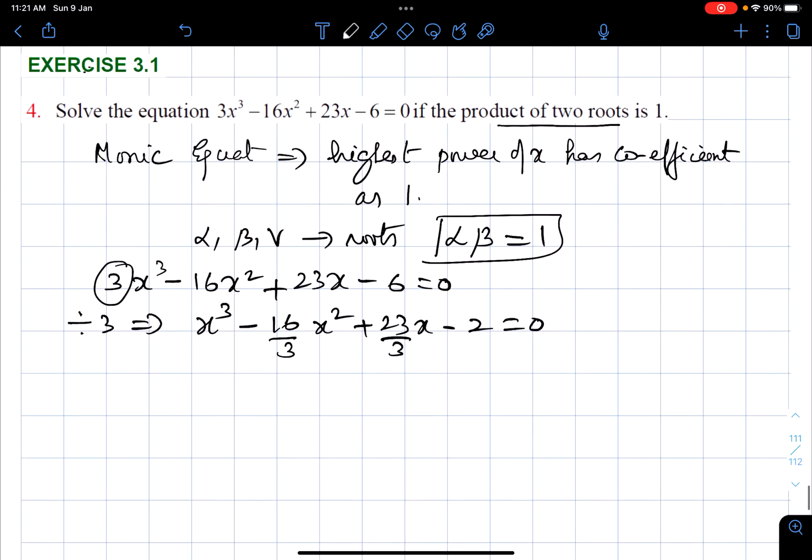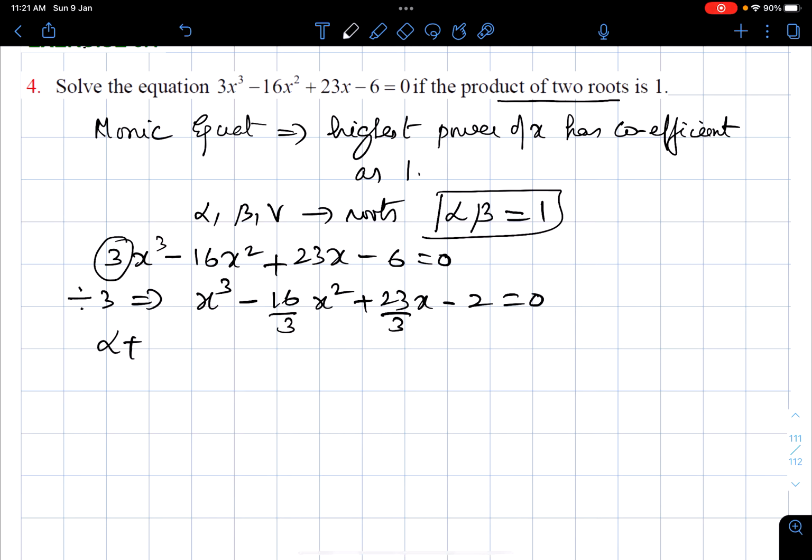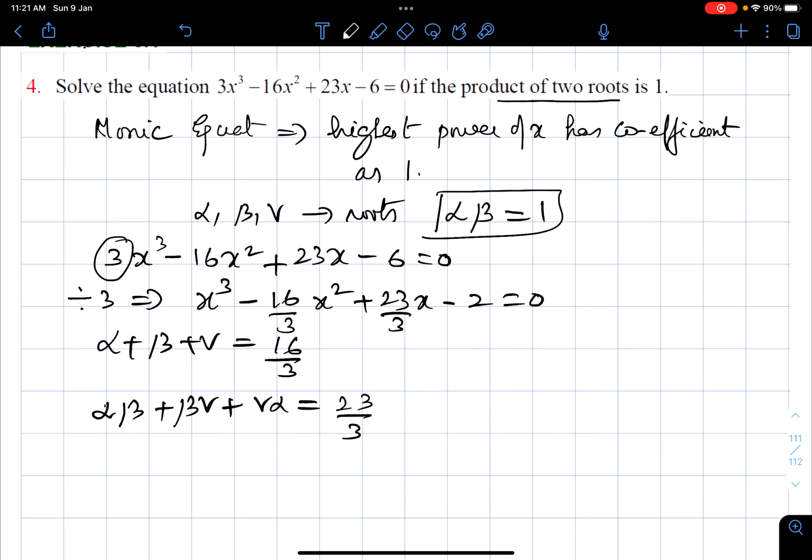So from this, we are going to write alpha plus beta plus gamma equal to 16 by 3. Our second coefficient is already minus, so it is going to be plus. Next, taking two at a time, alpha beta plus beta gamma plus gamma alpha equal to 23 by 3, the coefficient of x. And all the three terms together, alpha beta gamma, is going to be our last term, that is going to be plus 2, because there it is minus 2. So this is our 1, 2 and 3. Here it is minus, so here you are taking it as plus, okay.